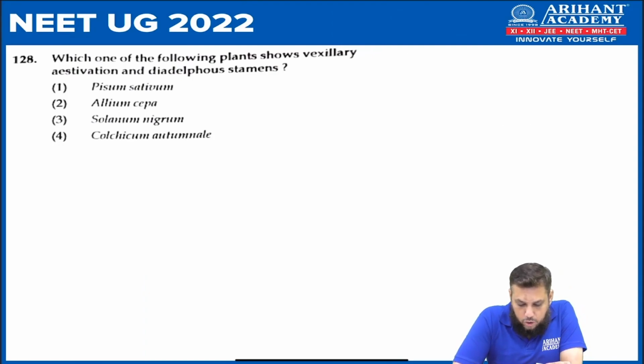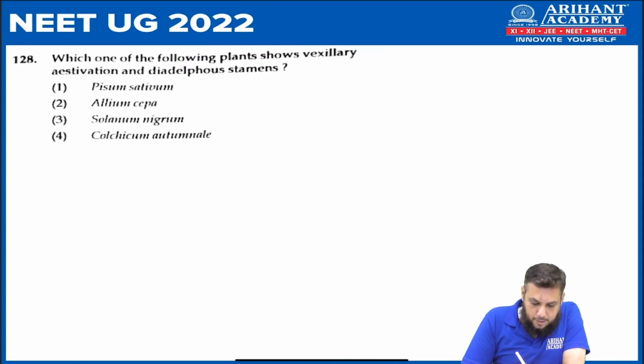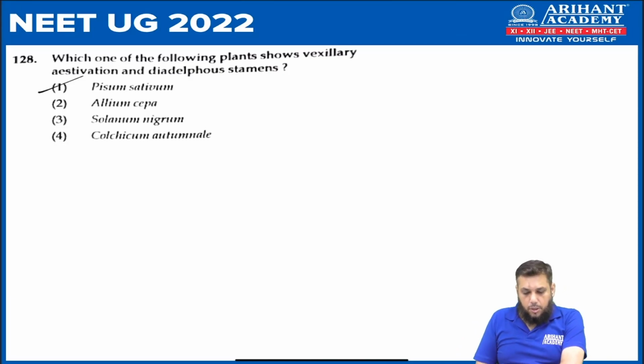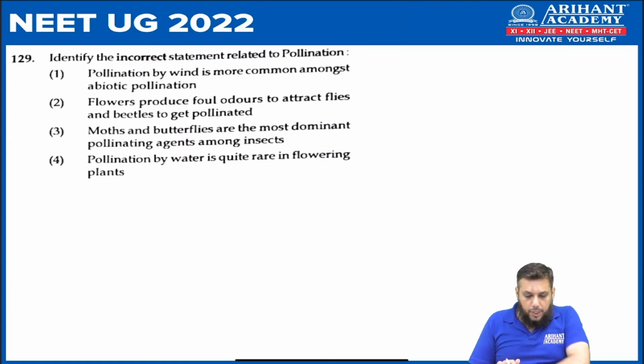Which one of the following plants shows vexillary aestivation in a diadelphous stamen? Morphology of flowering plants will have Pisum sativum, okay, Fabaceae. 129.